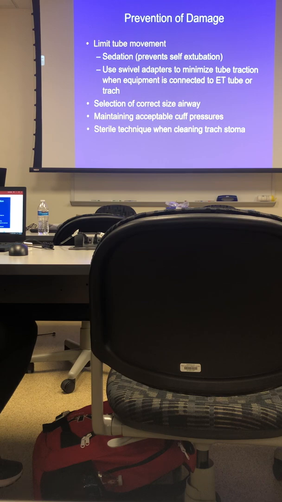So we want to make sure we're not moving this tube around like crazy, because you're going to be injuring the airway. If we're moving it around or just not being careful, that's moving inside, so we need to be careful with that too. So you're going to limit your tube movement. Make sure you don't put a size 9 in a female, right? That would be crazy. Maintain acceptable cuff pressures. Not too low, not too high.